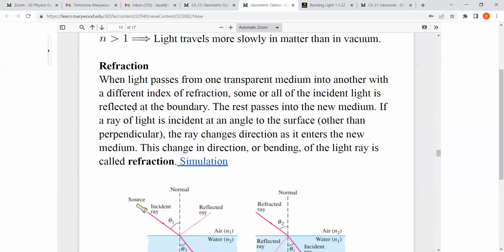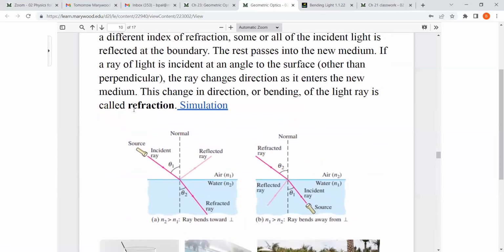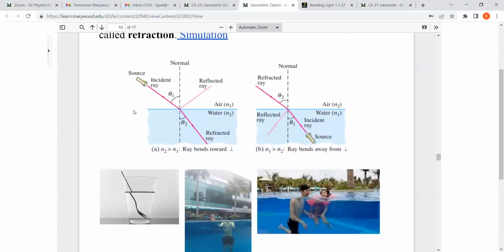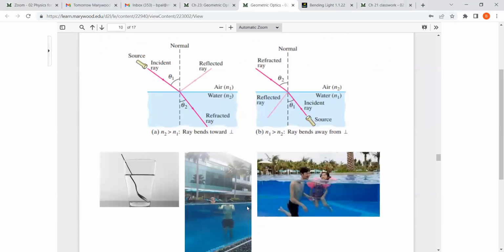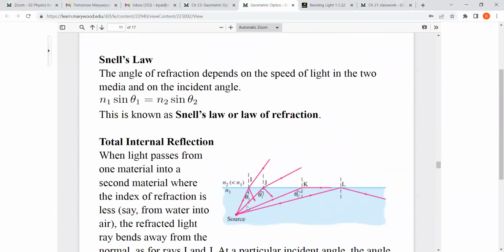Now, what is the law of refraction? First let's learn about that and then come back to here. The law of refraction we also call Snell's law. Here you see Snell's law. Snell's law tells us this: n1 times sine theta 1 equals n2 times sine theta 2.